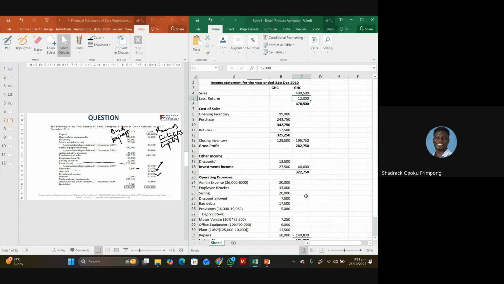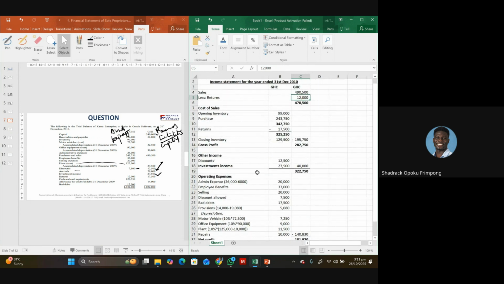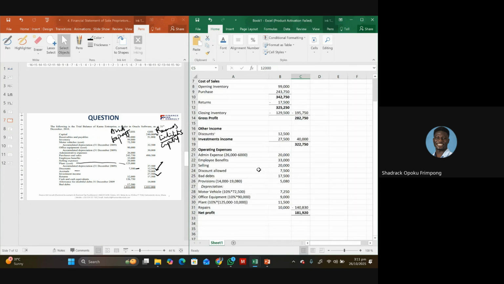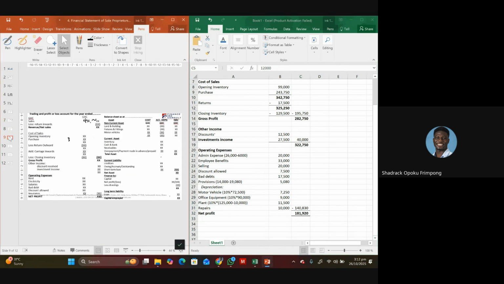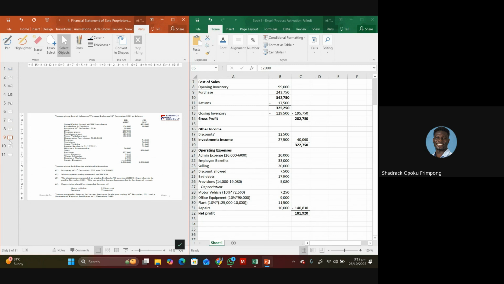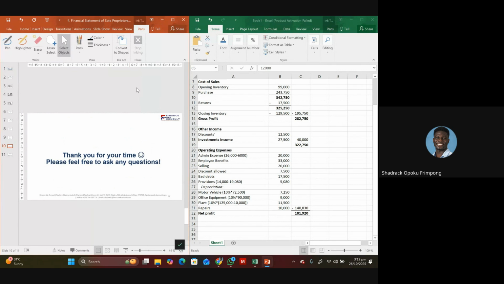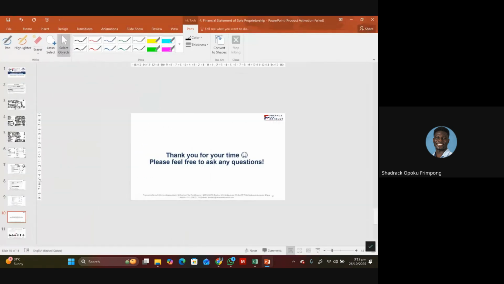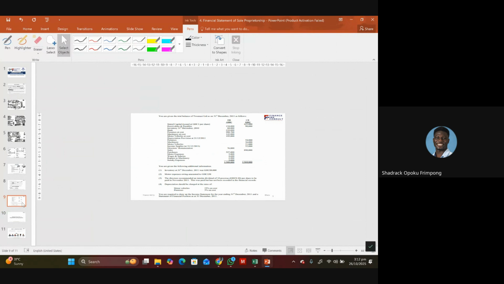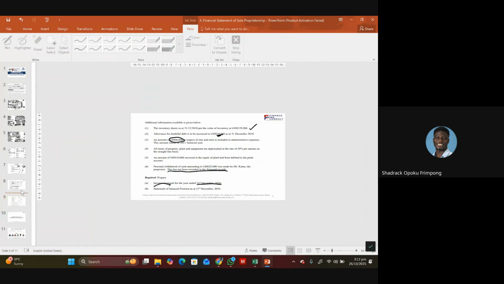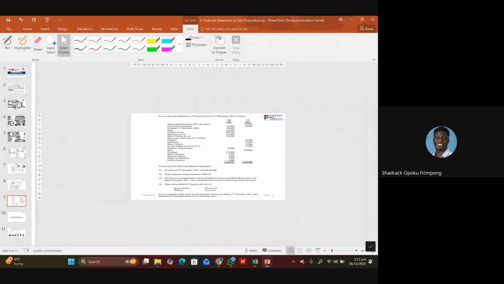I will share the slides with you guys. Then you should go ahead and prepare the balance sheet. And also, there is another question. Let me see if I have the solution. Yeah, I don't have the solution. So you can also prepare it. Yeah, there's another question. So solve the balance sheet and also solve this question as well.